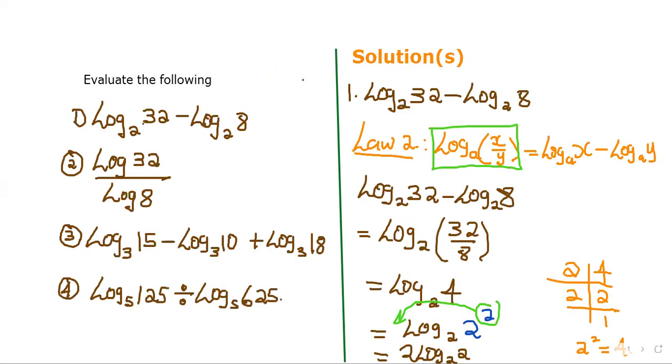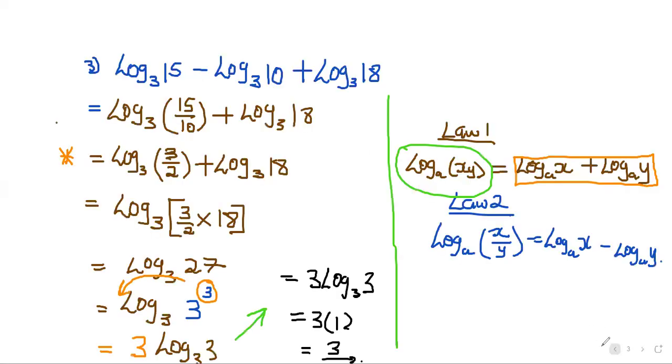Then divide by log 5 into 625. So this is written as law number 2.